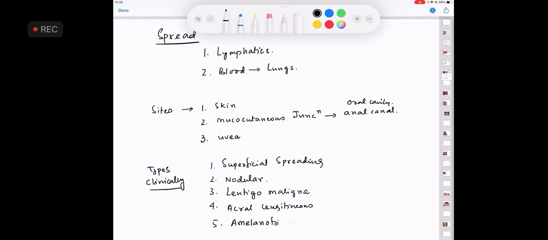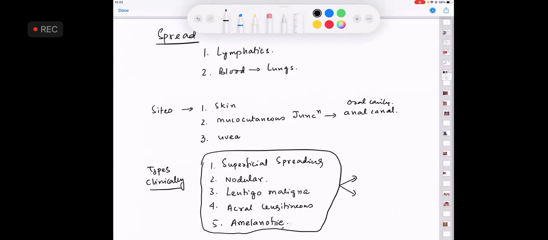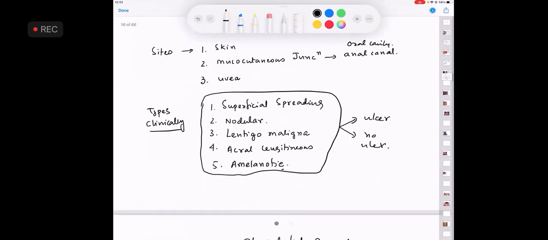Now, previously I used to teach these things in detail, but now my dermatology colleagues are more proficient in teaching this. But all of these variants, please remember, either have an ulcer or no ulcer. Out of these, a few things to remember in this picture.